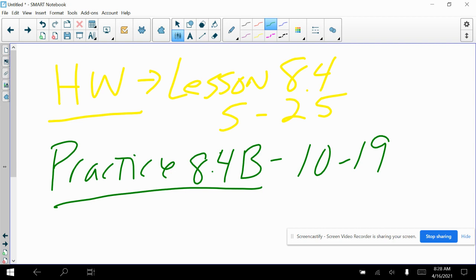Okay, so in the book, we're doing 5 to 25, the odds. And down below, 10 through 19, we're doing all of those. We're not skipping any of them because we need to. There's a couple word problems on there and there's a couple picture problems.